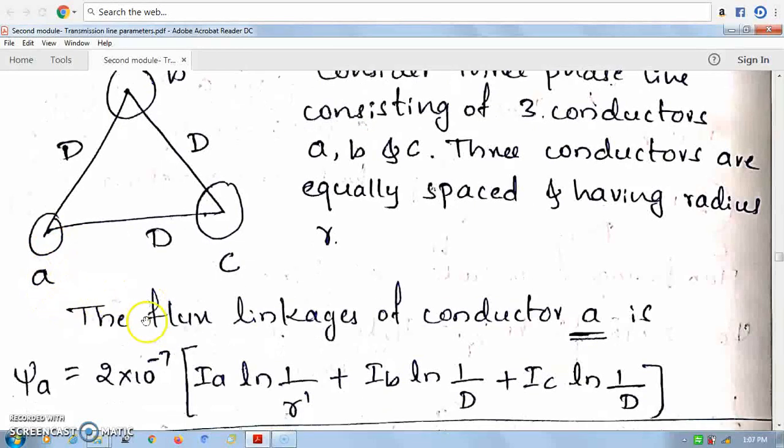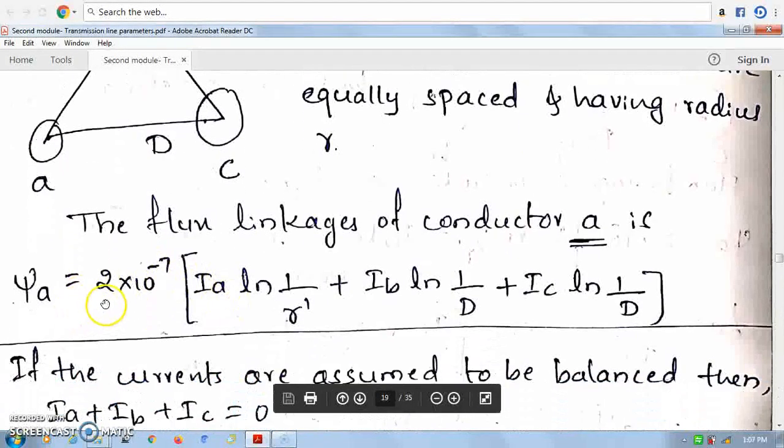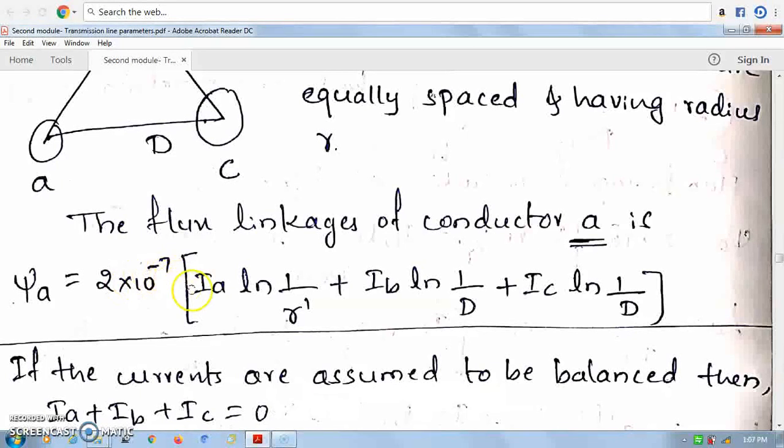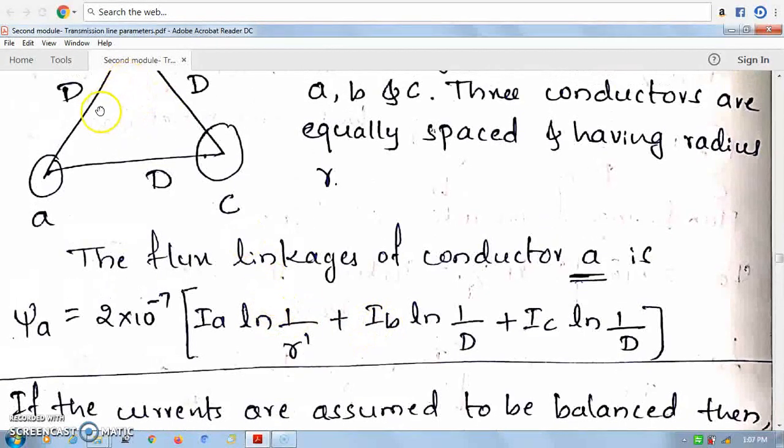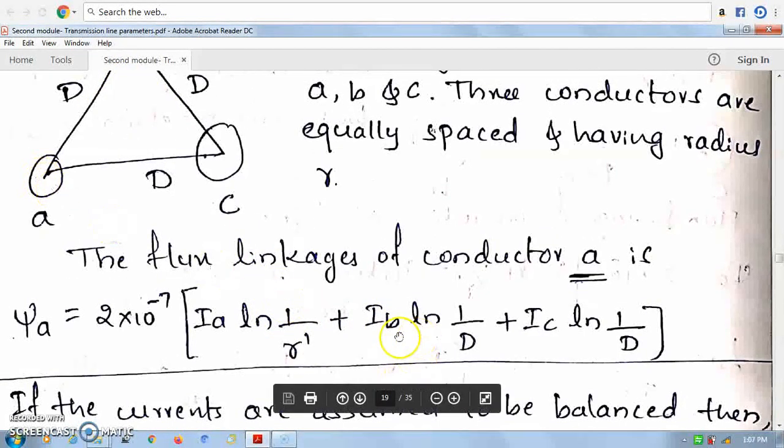So total flux linkage of the conductor A is equal to, taking 2 into 10 to the power minus 7 common here, the current for the conductor A, IA, ln of 1 divided by R dash, where R dash is the radius of the conductor. That is the distance of itself, the radius, plus the current due to the conductor B, flux on the A.